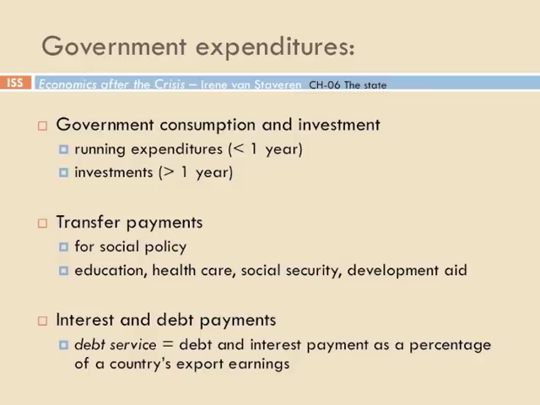There are three main categories for government expenditures. First is government consumption and government investment, for example, paying teacher salaries and building schools. Second, transfer payment, for example, for social policy like conditional cash transfers. And finally, all governments have debt, so they have to pay back the debt, and they have to do this with interest.